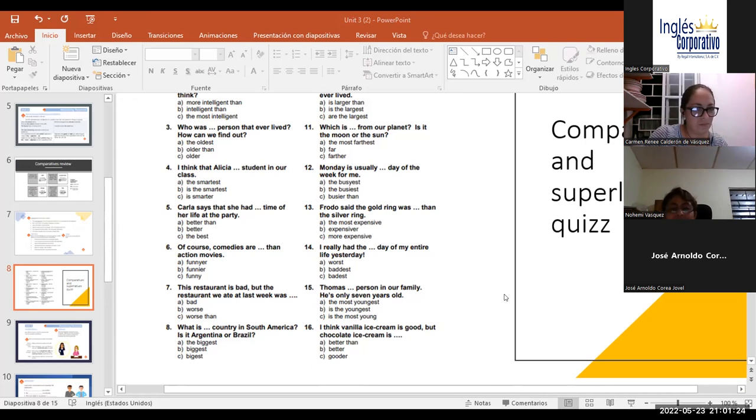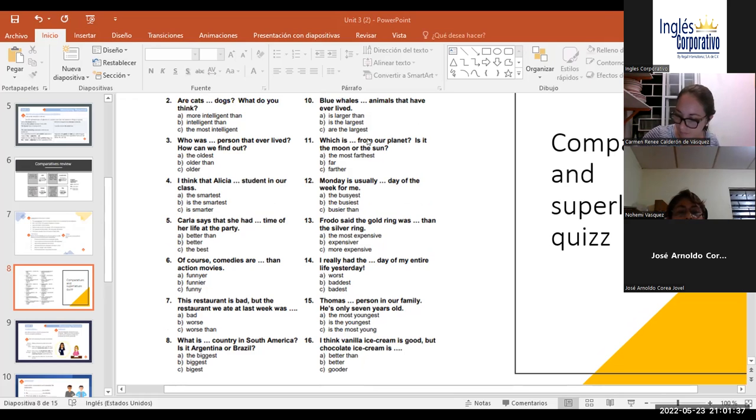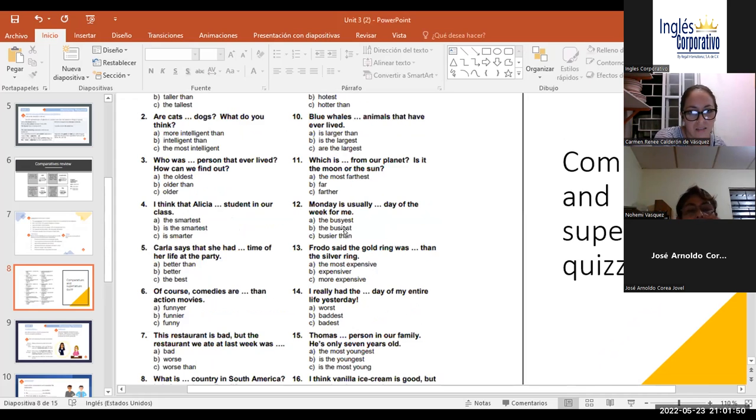Bueno, le vamos a hacer esa consulta. Teníamos una que nos pareció rara. Era la 11, ¿no? Sí, la 11, the farther. Aquí estamos con esta duda, la 11. Porque, ¿cuál es el más lejano? Nosotros decimos porque no podemos usar the most farthest. No, porque ahí está preguntando. Entonces.